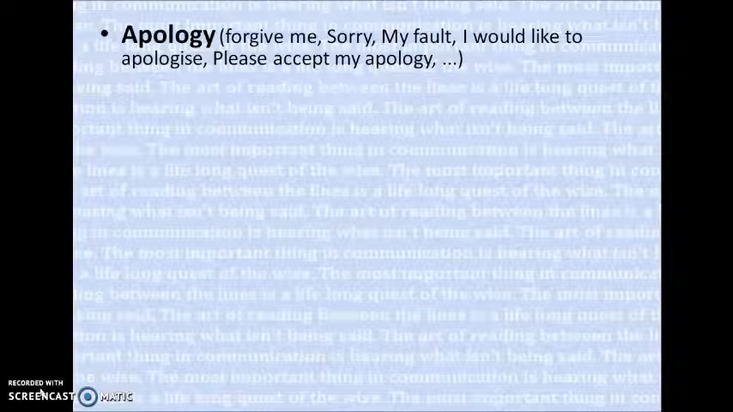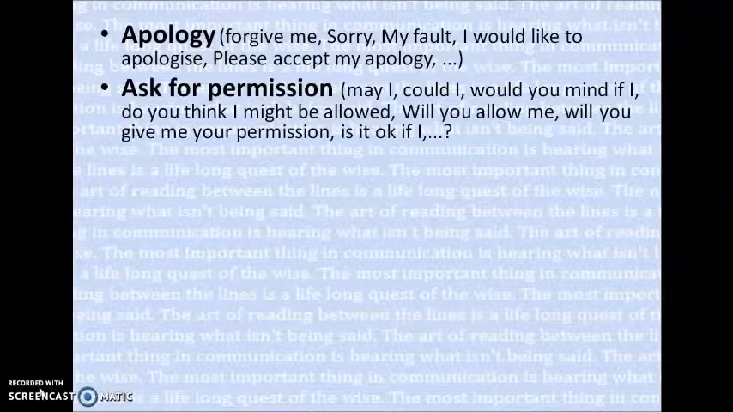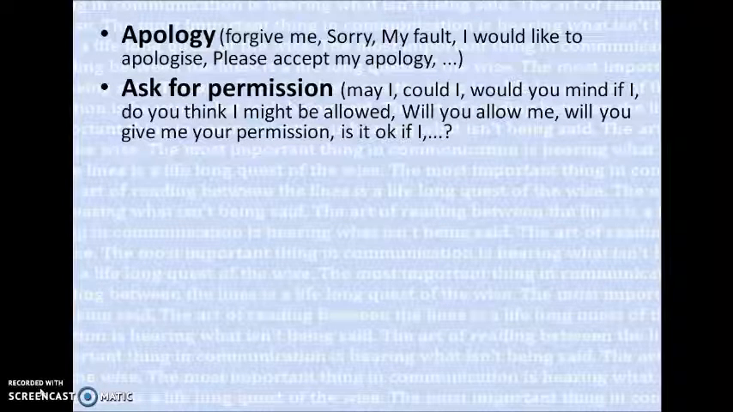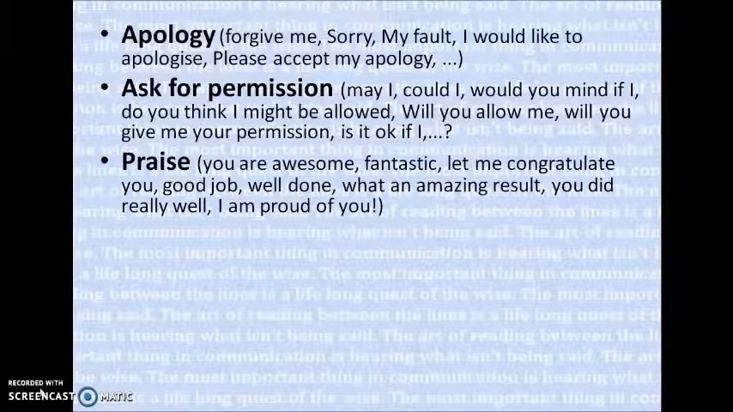Some of the most common communicative functions are apology, for which we use expressions like "forgive me," "sorry," "my fault," "I'd like to apologize," or "please accept my apology." Asking for permission, with expressions like "may I," "could I," "would you mind if I," "do you think I might be allowed," "will you allow me," "will you give me your permission," "is it okay if I?"